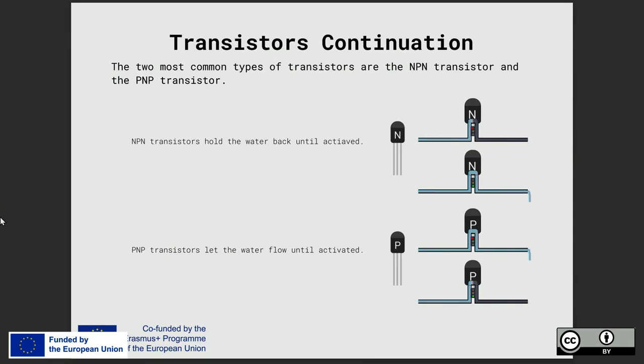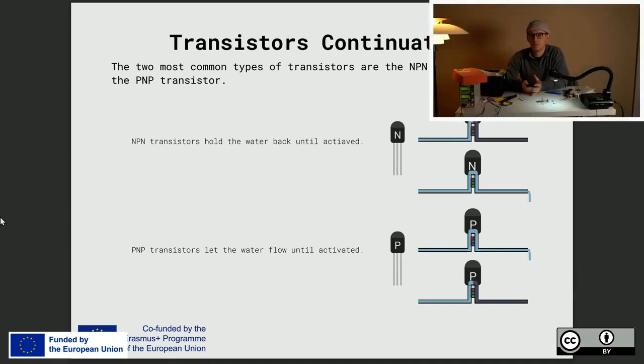The PNP transistor will let the water flow until it's activated and then it will stop. And the NPN transistor will not allow for flow until it's activated. And then when we activate it, the flow will go through. So it's kind of a do something until we tell you not to, or do nothing until we tell you to.